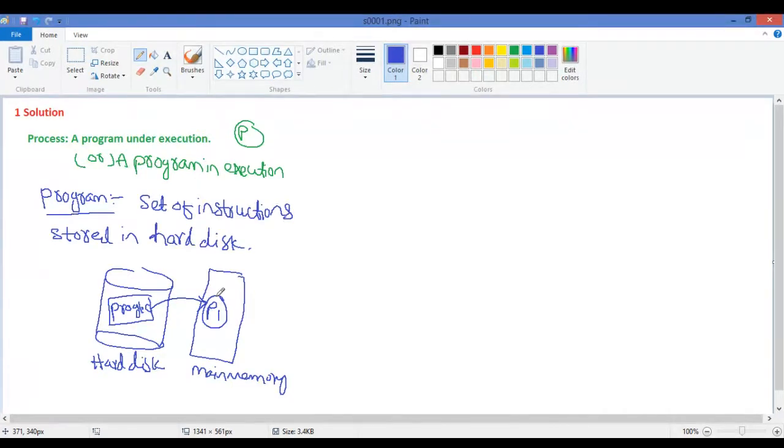So a process is taking resources. It is occupying resources. So I will just put this line so that I can use the other side of the board. It means that a process is holding resources.